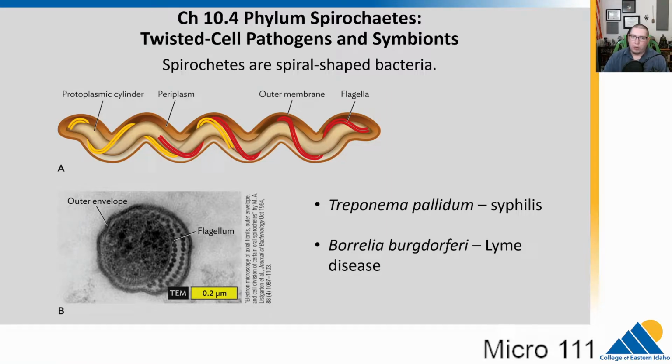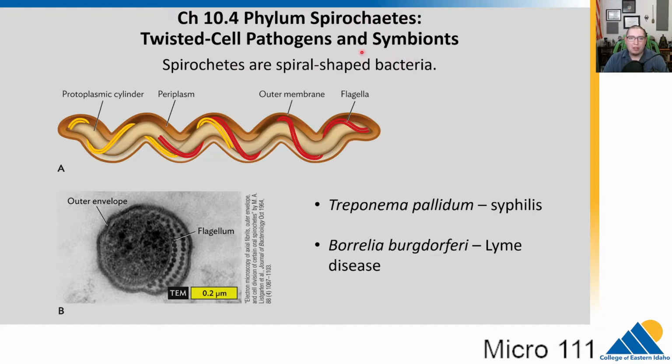Okay, in this last video, we're going to finish up the remaining sections in Chapter 10. We're going to talk about a couple of more diverse and smaller, at least in terms of the number of pathogens in them, phyla. So we're going to start with these spirochetes, which are twisted cells. They have this spiral shape, and this is what gives them their name.